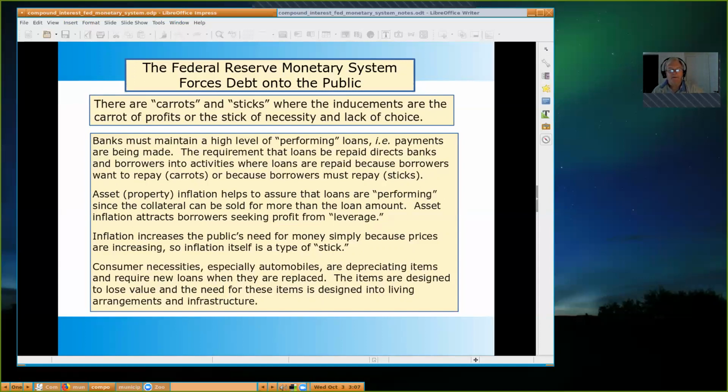And then anything you buy from a store with a credit card, or an appliance on a payment plan or something like that, loses most of its value pretty much right away, and you'll have to finance it again when it's time to replace it. Okay.